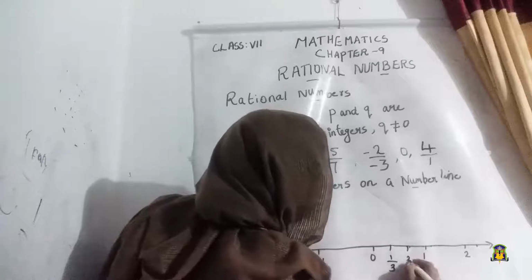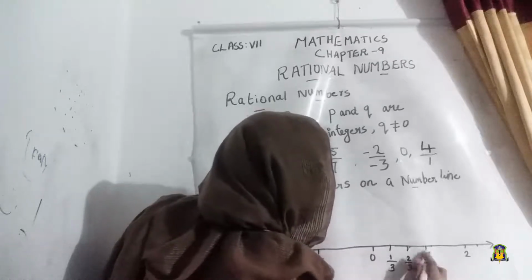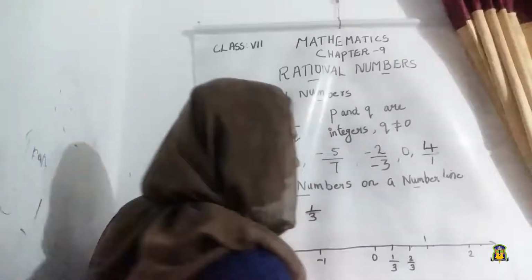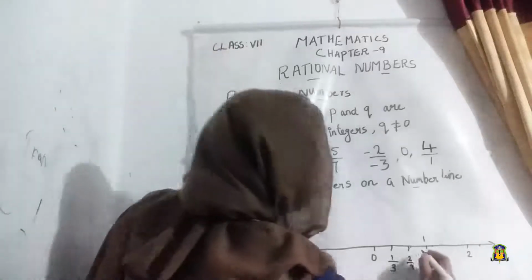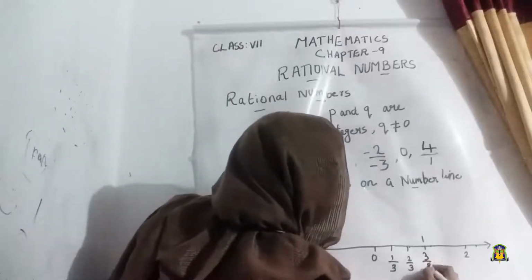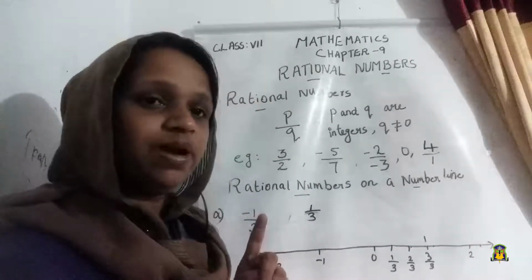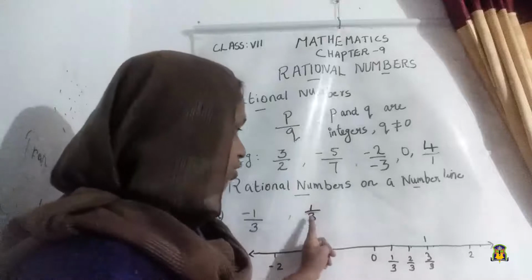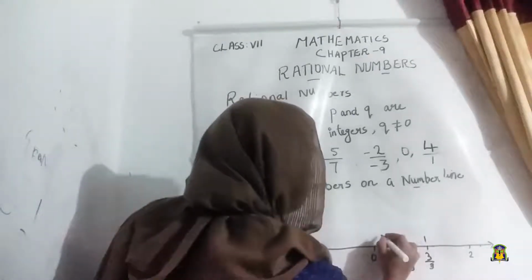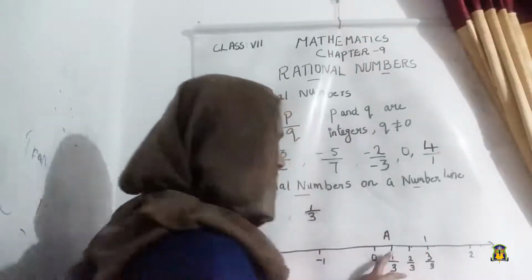This part is 2 by 3. And here this is actually 1. I write here 1. That means it is 3 by 3. And we know 3 by 3 is what? 1, isn't it? 3 by 3 is 1. Here we want to plot 1 by 3. So this is our point A, 1 by 3.